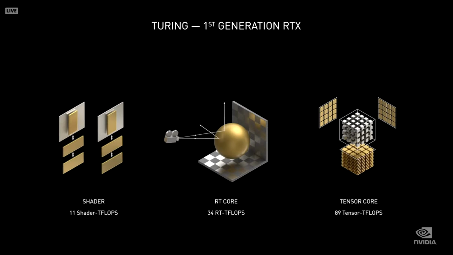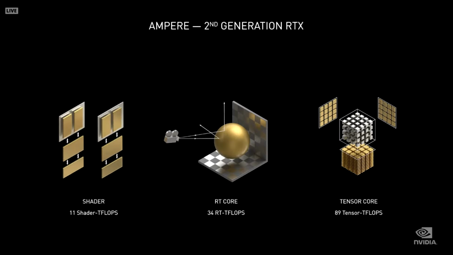The flagship Turing had a ton of processing power: 11 shader teraflops, 34 RT teraflops, and 89 tensor teraflops. Let me show you our new RTX GPU. Ampere is a giant leap in performance. Ampere does 2 shader calculations per clock versus 1 on Turing, 30 shader teraflops compared to 11. Ampere doubles ray triangle intersection throughput. Ampere's RT Core delivers 58 RT teraflops compared to Turing's 34.